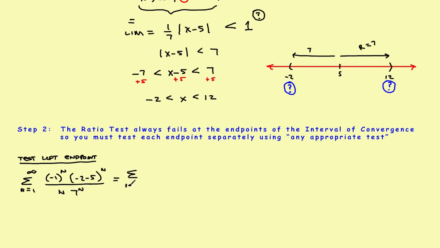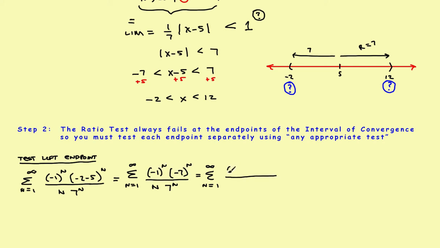So that's equal to the summation from n equals 1 to infinity. In the numerator, you've got -1 to the n, and you can put these two together: -2 minus 5 gives you -7 to the n, divided by n times 7 to the n. And that's equal to the summation as n goes from 1 to infinity. Just a little algebra trick here. I've got a 7 to the n in the denominator, and a -7 to the n in the numerator. So what I'm going to do is this.